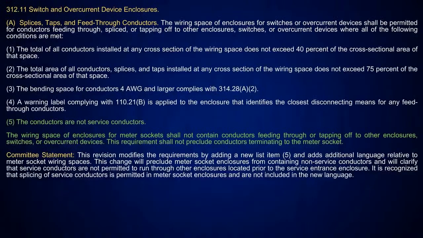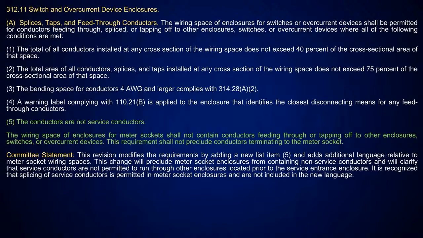And then this one was 312.11, and what this gets into is your splice taps and feed-through conductors. They're going to do some clarification here. If you go down and look at 5 and then look at the sentence underneath it, this is going to preclude meter socket enclosures from containing non-service conductors. Basically, if it deals with a service, that's what it's going to deal with. You can't have all these other conductors there.